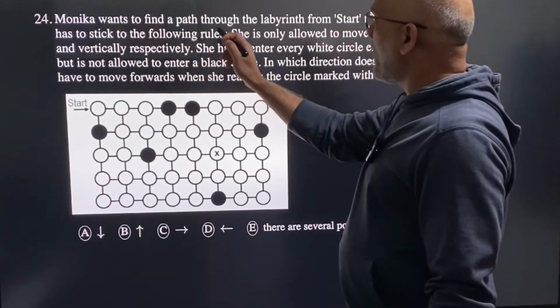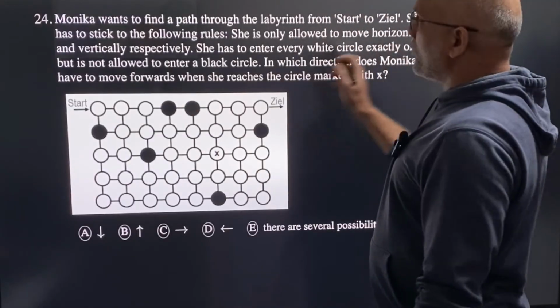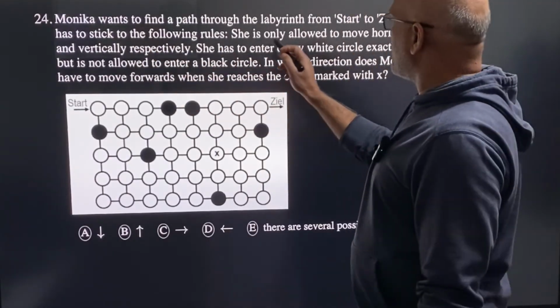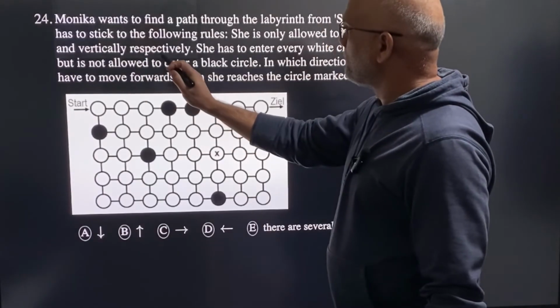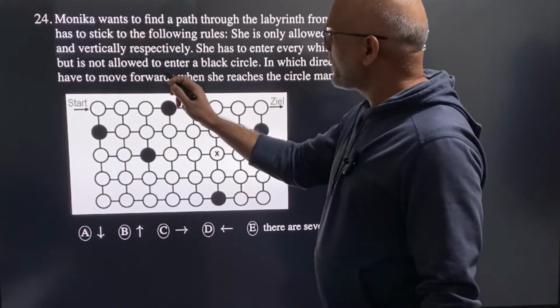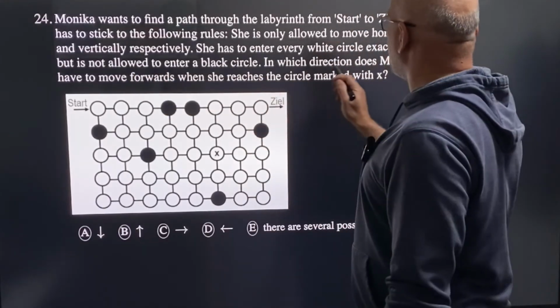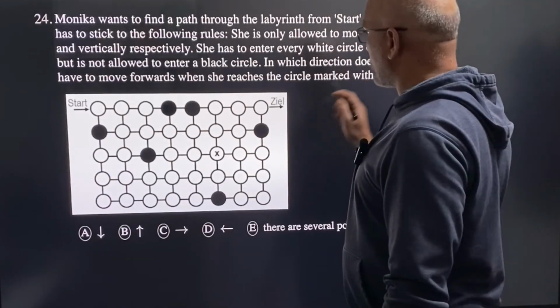Monika wants to find a path through the labyrinth from start to Ziel. She has to stick to the following rules. She is only allowed to move horizontally and vertically. She cannot move diagonally. She has to enter every white circle exactly once, but is not allowed to enter a black circle. In which direction does Monika have to move forward when she reaches the circle marked with X?